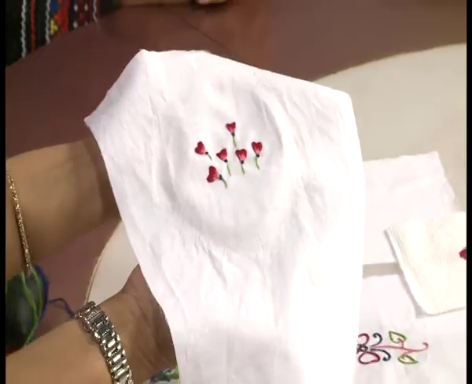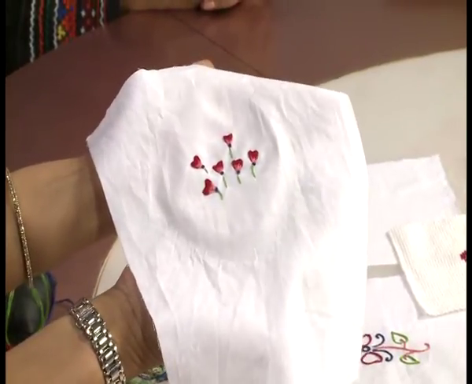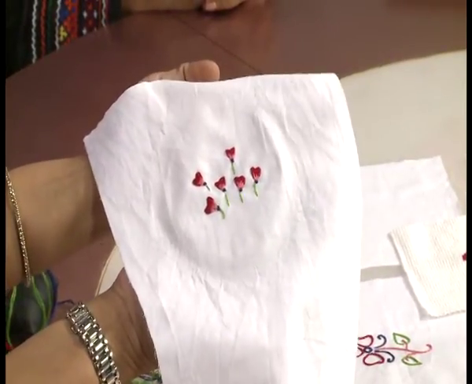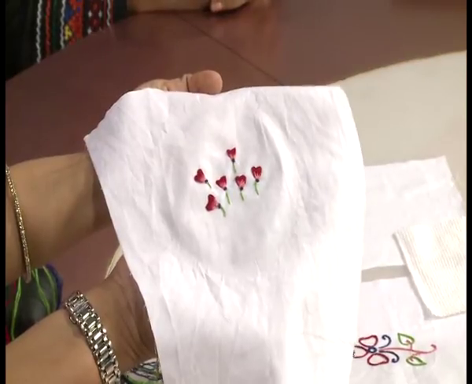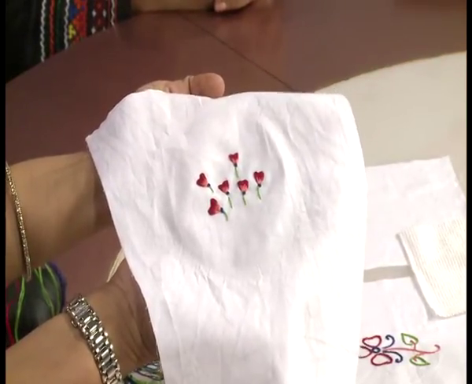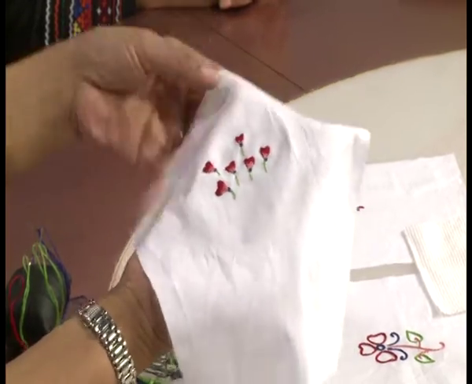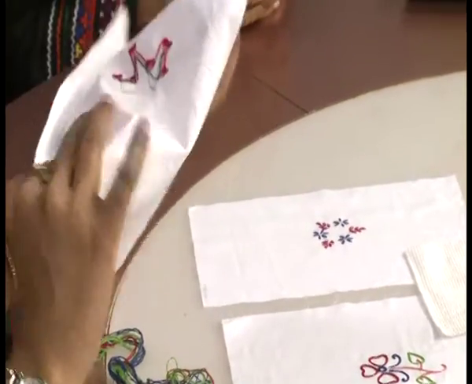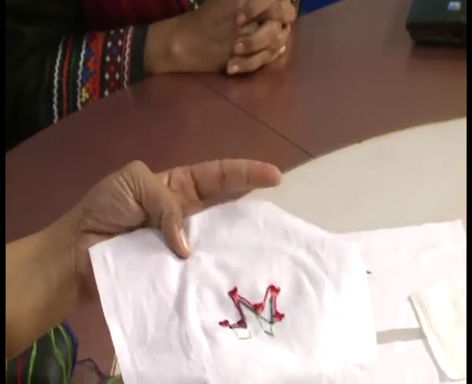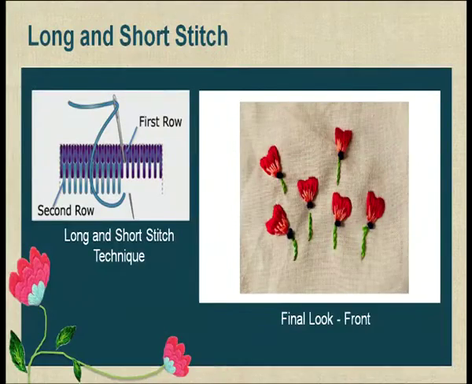So Sarika, can you please show the final sample and how the stitches worked? So this is the final look of the long and short stitch. As you can see that all the stitches are not of the same length here. Some are long and some are short, and so is the name of the stitch. This is the front and this is the back of the sample. Now we will see how it can be made.